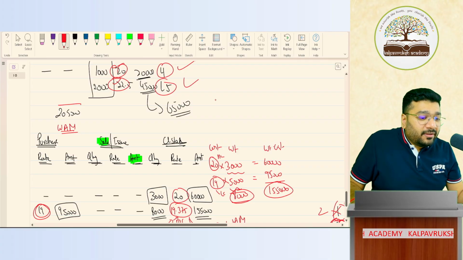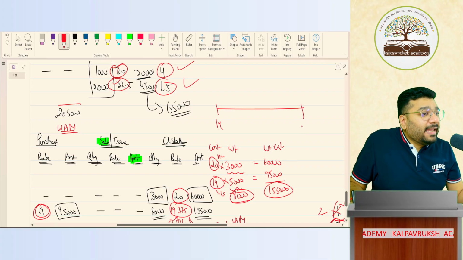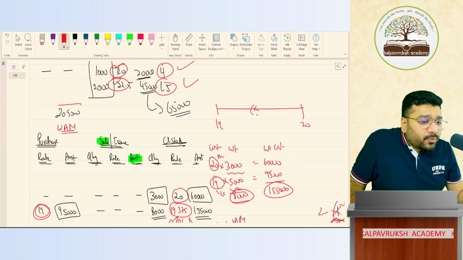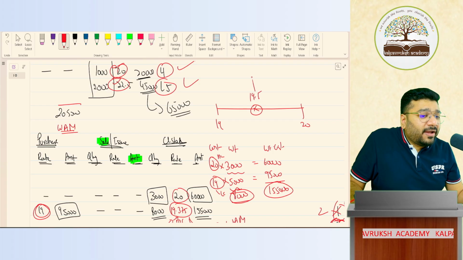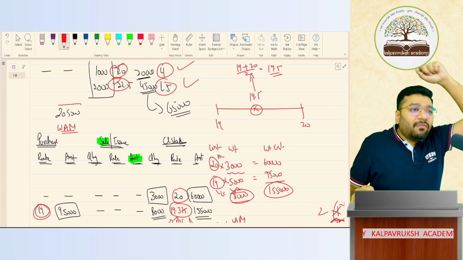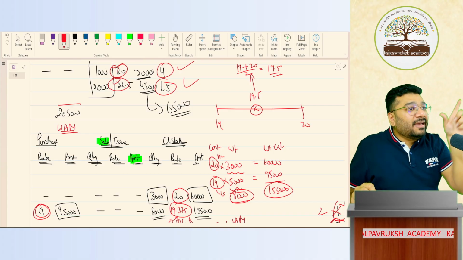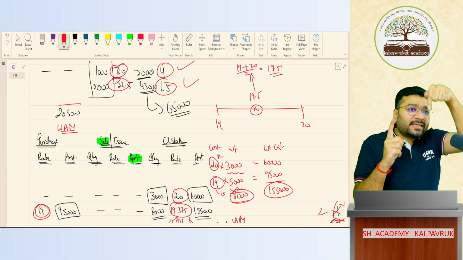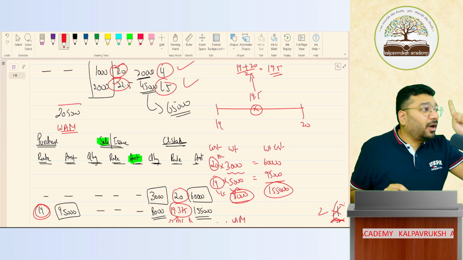Now, the starting low value is 19. The high value is 20. The center point is what? 19.5. This is the simple average. How? 19 plus 20 by 2, you will get 19.5. Simple average will always give the value at the center. It is just the center of the two values. The center point of the two extreme values is the simple average, which is not fair.